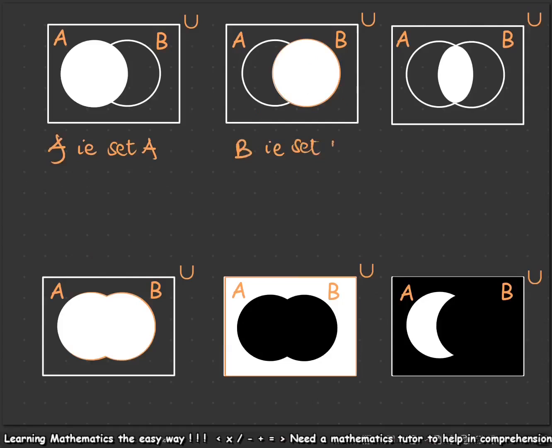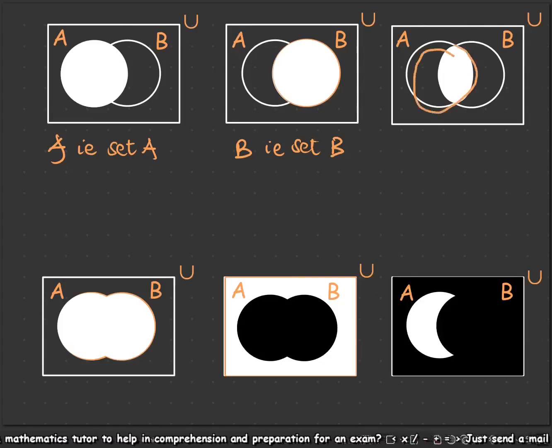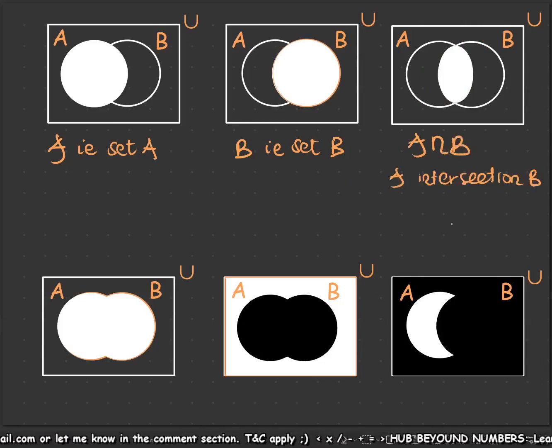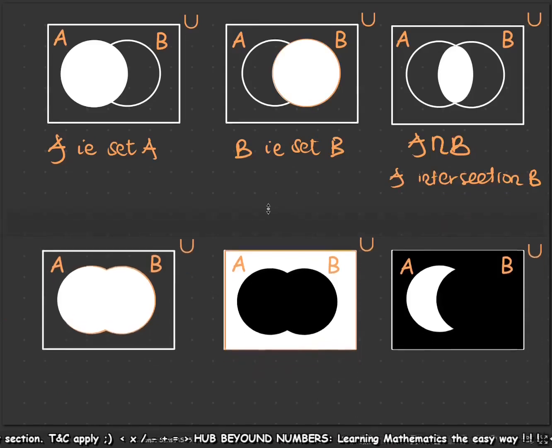So set B. But for this third one here, we have shaded their intersection. Part of this shaded region belongs to A, and part of the shaded region also belongs to B. So we call it A intersection B. A intersection what? B, written as A intersection B. So those are the first three regions we have drawn over there.